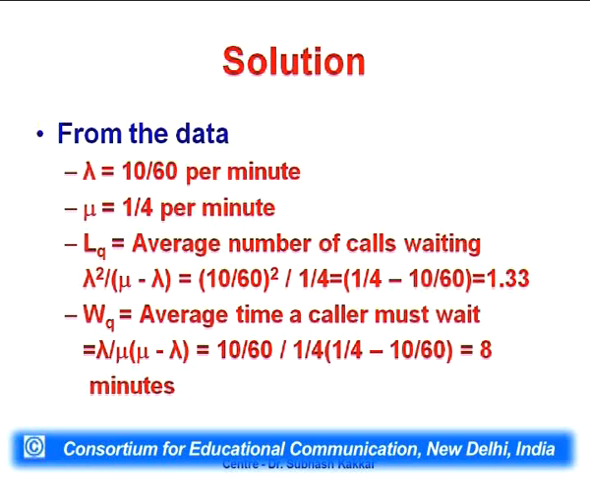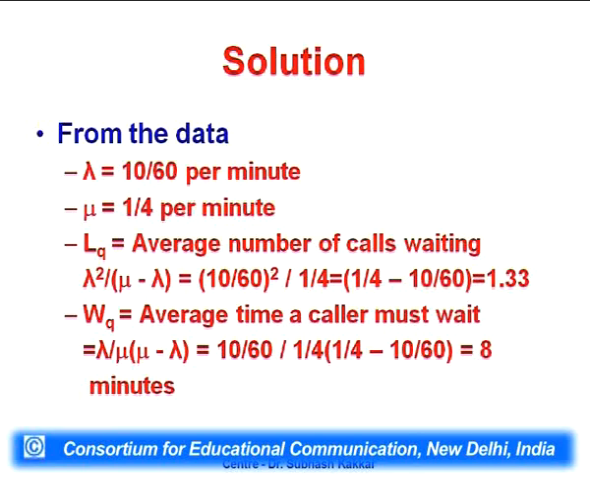LQ, the average number of calls waiting, the queue length. The formula for this we have already discussed: lambda square divided by mu times mu minus lambda, which is 10 by 60 whole square divided by 1 by 4 times 1 by 4 minus 10 by 60. The answer is 1.33. And the waiting time in the queue, WQ, the average time a caller must wait, is lambda divided by mu within the brackets mu minus lambda, 10 by 60 divided by 1 by 4 times 1 by 4 minus 10 by 60, because it is mu minus lambda. The answer is 8 minutes. So the waiting time in the queue is 8 minutes.